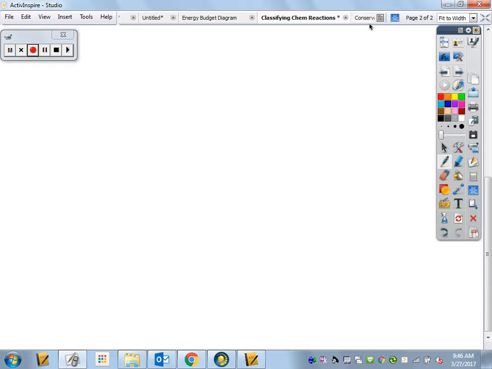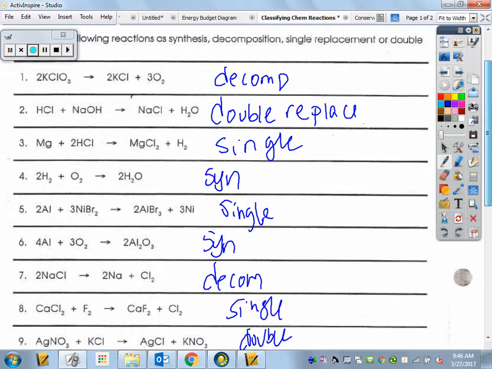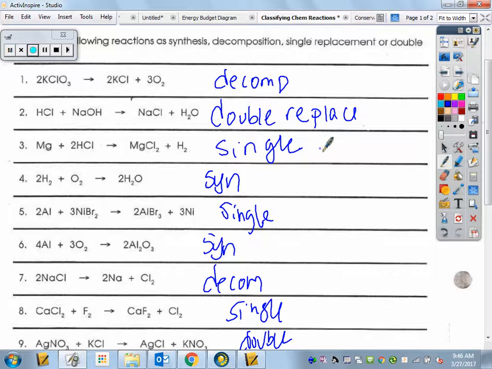Now the other thing that we did today was classifying chemical reactions. Somebody asked me a question, what does single mean? Well, single is just single replacement. I was just getting lazy and didn't write the whole thing. But if you start with one thing and break it down, it's decomp. If they kind of switch partners, that's double replacement. If somebody's always left out in the end, that's always a single replacement. If 2 smaller things are coming together to make something larger, that's a synthesis reaction.